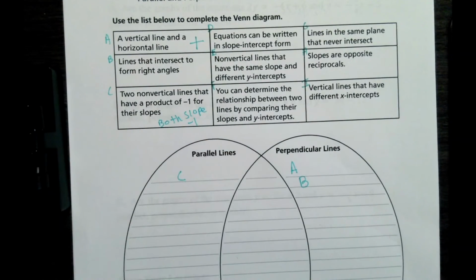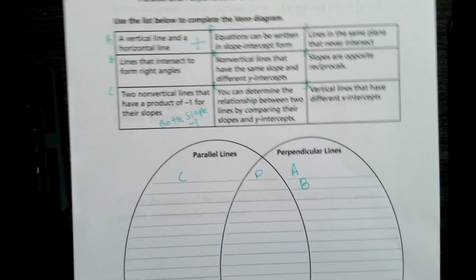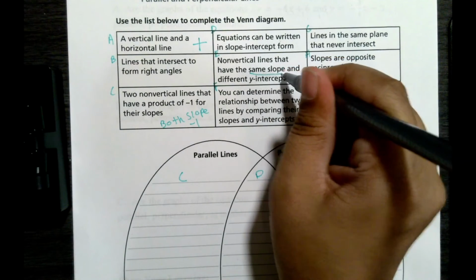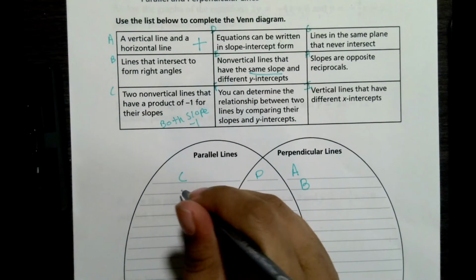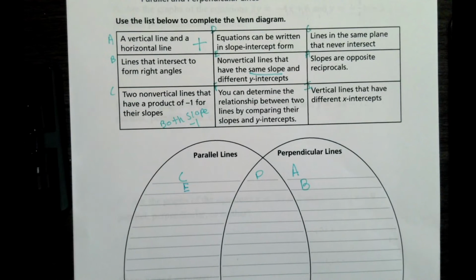This is going to be in the middle for our both. We can write this one and this one in slope-intercept form. Non-vertical lines, same slope, but different y-intercepts. Same slope tells us that it's got to be parallel. You can determine the relationship between two lines by comparing their slopes and y-intercepts. That's going to be both, because if it's the same, it'll tell you parallel. If they're opposite reciprocal, it'll tell you perpendicular.